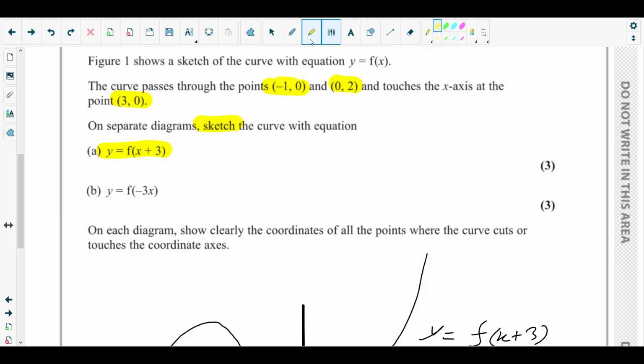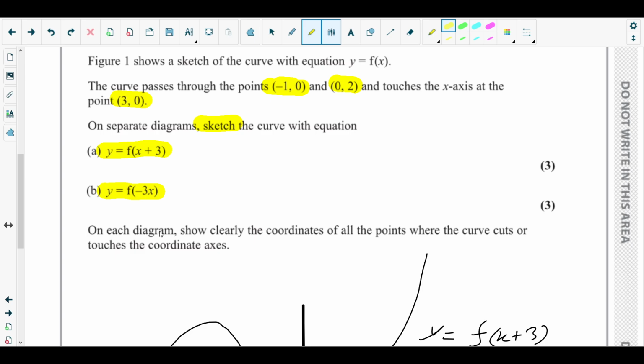Next, part B. For part B, it is y equals f of minus 3x. The previous one was plus 3, but now it is minus 3x. So basically here are two types of transformation in one place. The first thing you can see is that a negative value has been multiplied, and second, a constant has been multiplied, that is 3. Negative multiplication is a transformation called reflection, and multiplication by the constant 3 is a type of transformation called what?